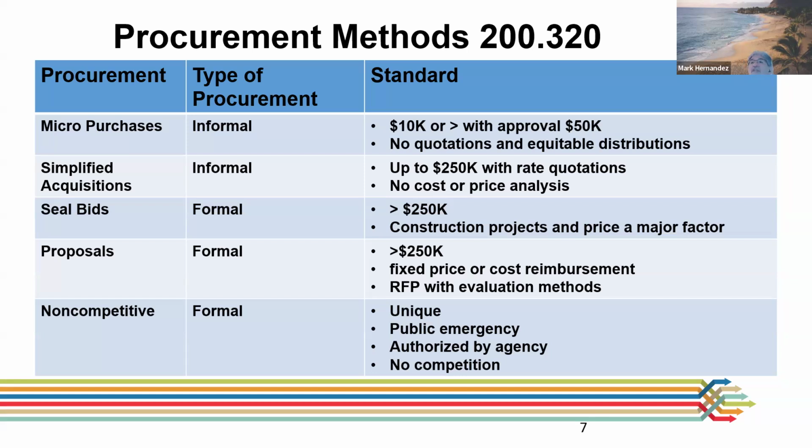And then when you get to the formal, now you get into those kind of issues at $250,000. The sealed bids are for construction. Not many of us use that. We may use it if, let's say, you're working on shelters or temporary housing and things like that. Unless you're using grant funds, then even the sealed bid would be recommended, but you don't have to if you're not using grant funds.